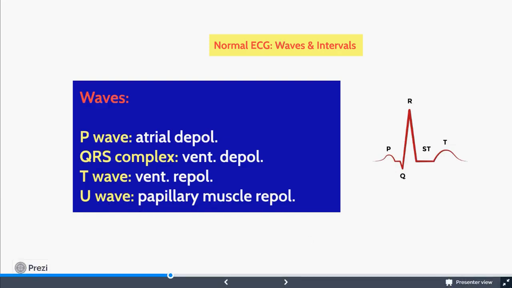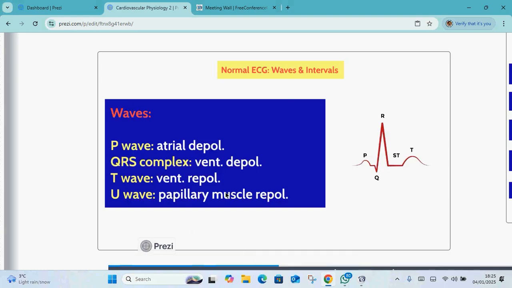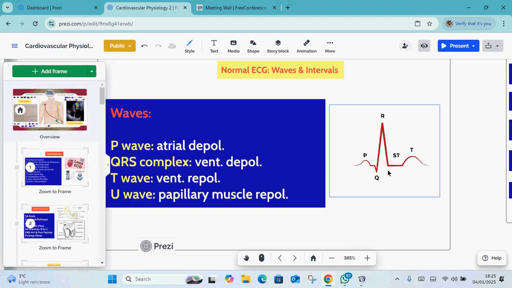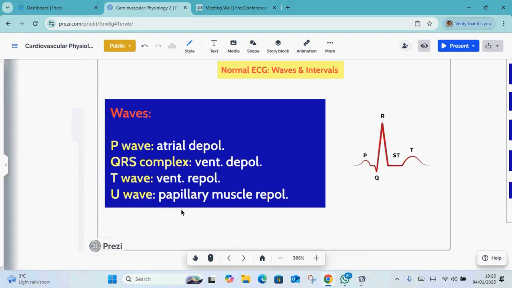The U wave was on the quiz. You don't see it normally, but the cause of the U wave is papillary muscle repolarization. The papillary muscle is part of the left ventricle.